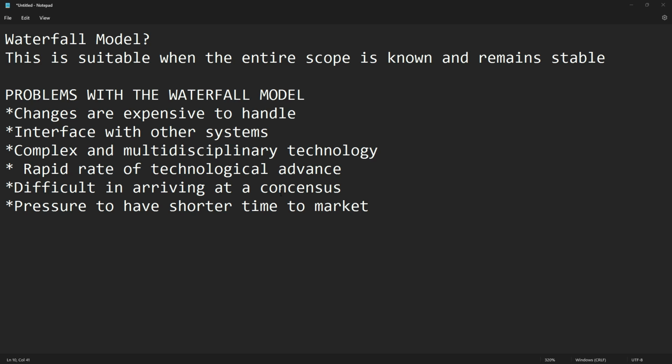Now there are the steps in the software development life cycle. First of all, you analyze, you design, you develop, you test, and you deploy.